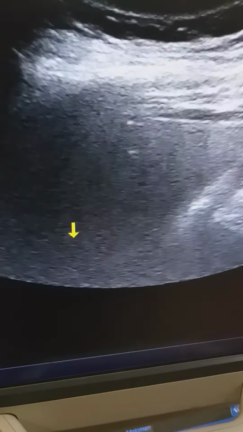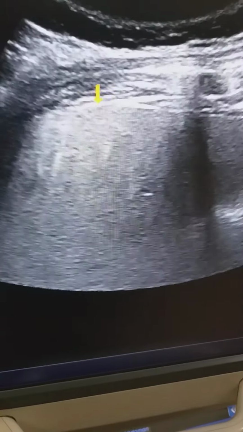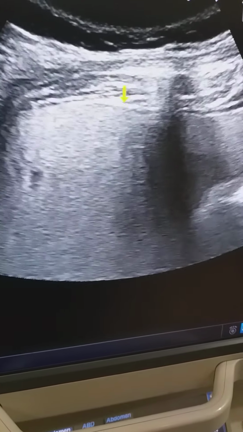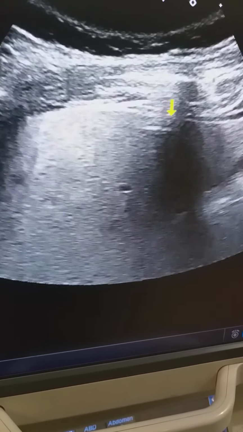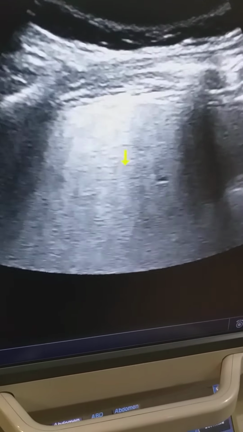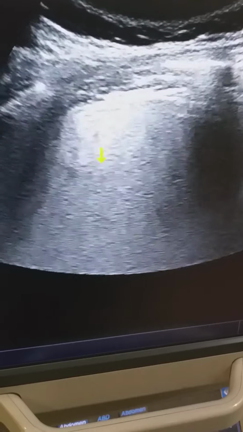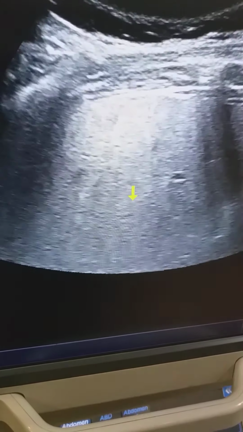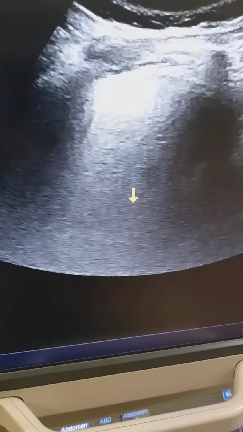If we go to the right lobe of the liver, we can see that the margins are smooth. These are the margins of the liver which are smooth. However, the echogenicity of the liver is increased. So this is mainly due to the fatty infiltration. We call it fatty liver.